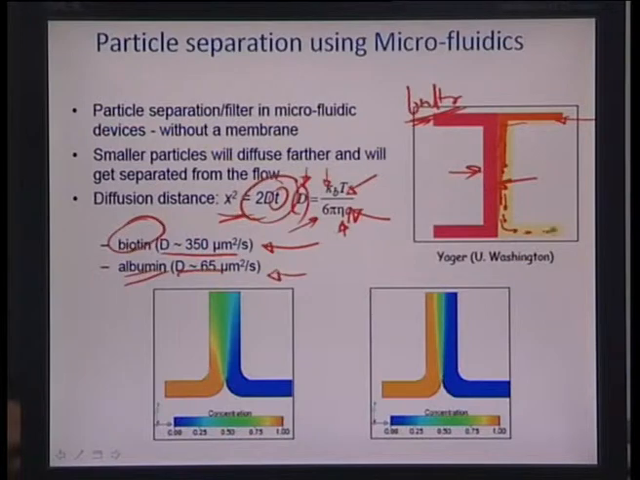So, the heavier molecules typically go out, where the lighter molecules can be separated and extracted, carried by or transported by this buffer at this particular end. Therefore, smaller particles diffusing further will get separated from the stream by virtue of a higher diffusion constant or a higher velocity in comparison to the larger particles. So, you can use these mechanisms for particle separation.